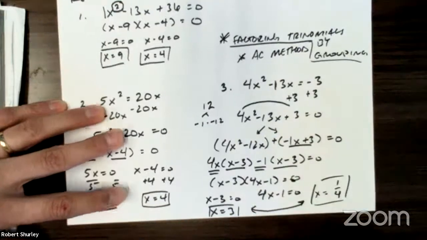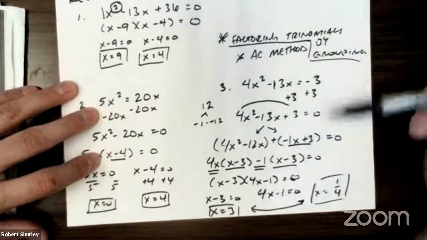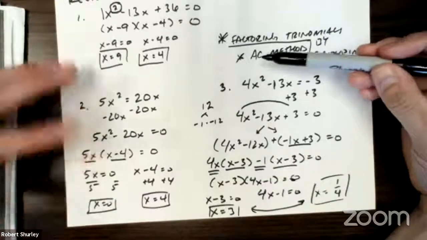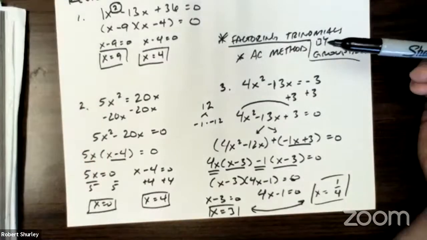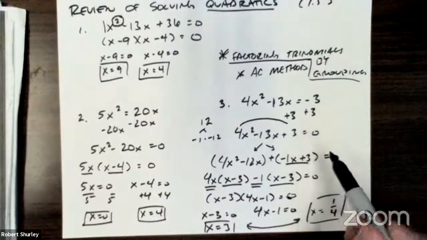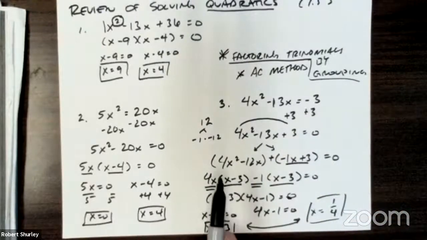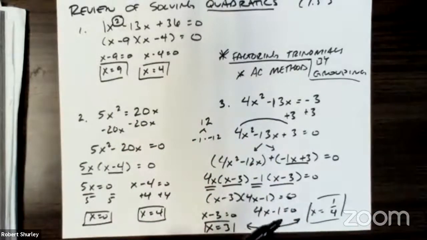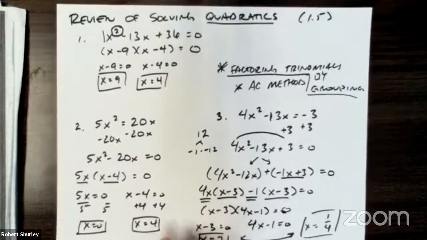So 3 and 1/4. Again, if you've never seen this before, it's called factoring trinomials by grouping, or the AC method. That's just a quicker way to say it. But that is what's going on. Okay. And these are three really good examples of solving by factoring.